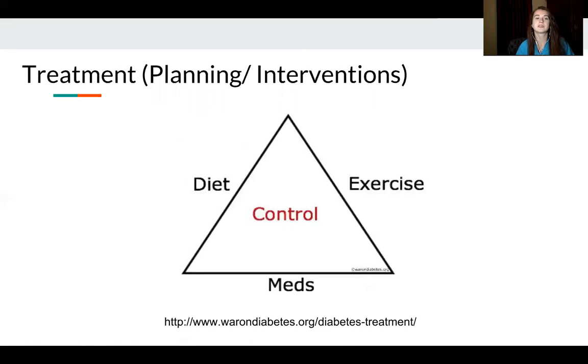And here is the triangle of treatment. This is for the planning and intervention part of the nursing diagnosis. There's exercise, diet, and medications. All three of these together will help these patients get under better diabetic control.